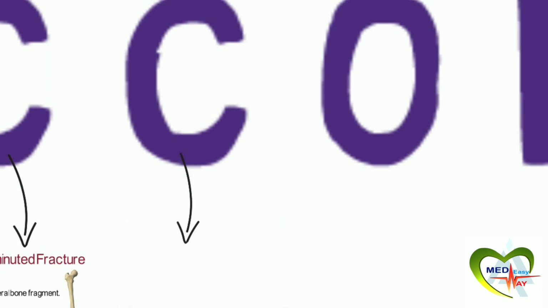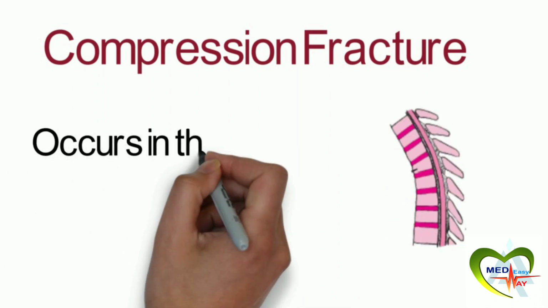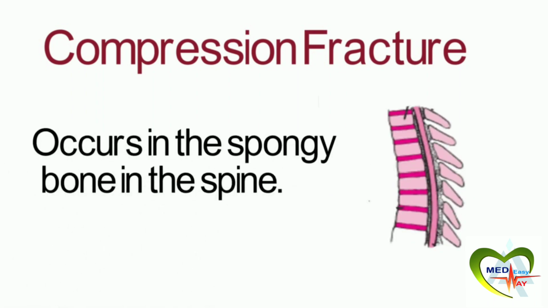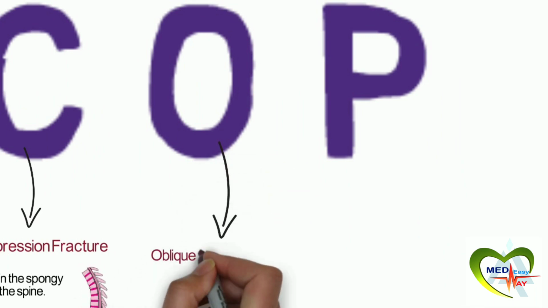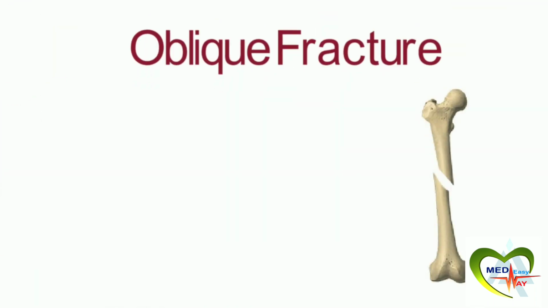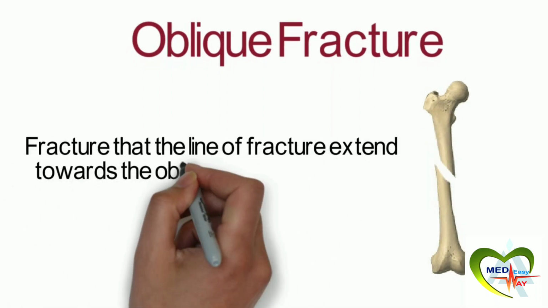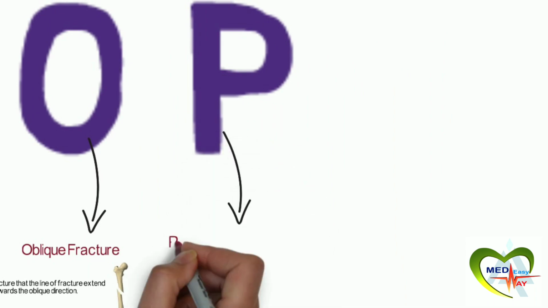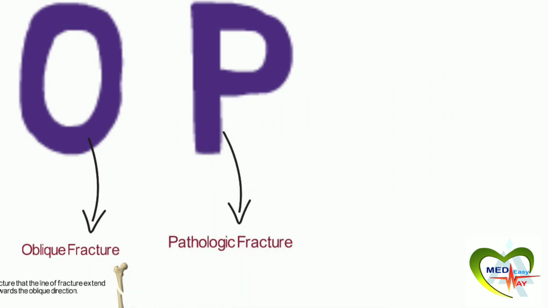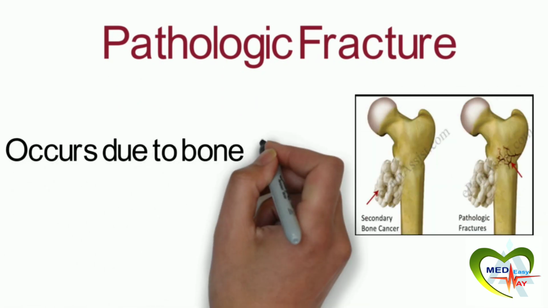Another C is for compression fracture. It is a fracture which occurs in the spongy bone in the spine. Next, O is for oblique fracture. It is a fracture in which the line of fracture extends in an oblique direction. Next, P is for pathologic fracture. It is a spontaneous fracture which occurs due to bone diseases.